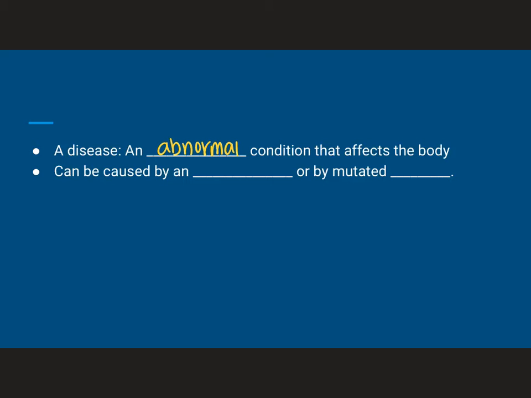Basically, if you're not healthy, you're having some sort of abnormal condition that affects your body, so we can call that a disease. It can be caused by an infection, caused by different types of pathogens like bacteria, protists, viruses, and things like that, or it could be caused by mutated genes. We're not talking about disorders that you're going to see that the person would have. It's going to be more from the genetic factors that can cause the person to have certain types of diseases.